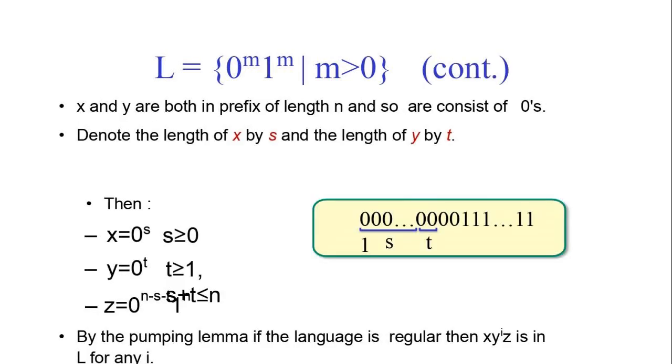Here the length of x is s and the length of y is t. It is represented here in a diagrammatic form of a string of zeros and ones. The first s zeros are part of x, then the two zeros are part of y, which is of length t. Here t is 2, and the remaining will be the string z.